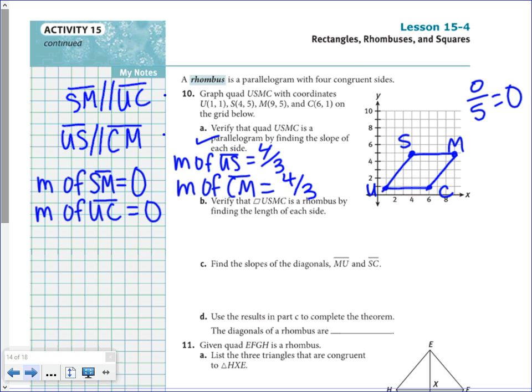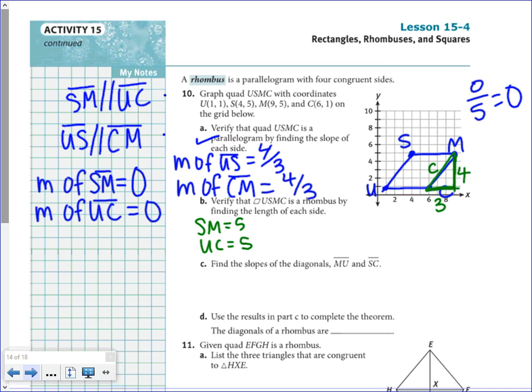Now we want to verify that it is a rhombus. So to find out if it's a rhombus, we need to look at the side lengths. So the two that are going to be the quickest are SM and UC because you can just count. And if you count those side lengths are both 5. So SM equals 5 and UC equals 5. Now for CM, this side length is 3 and this side length is 4.